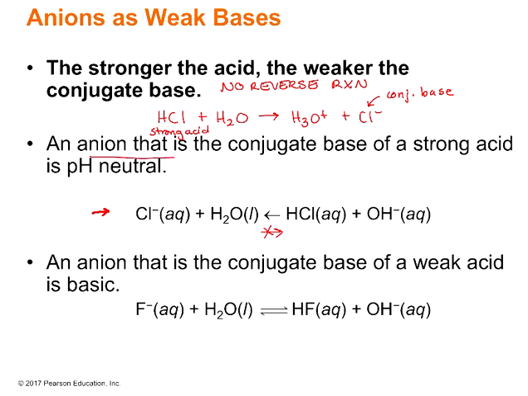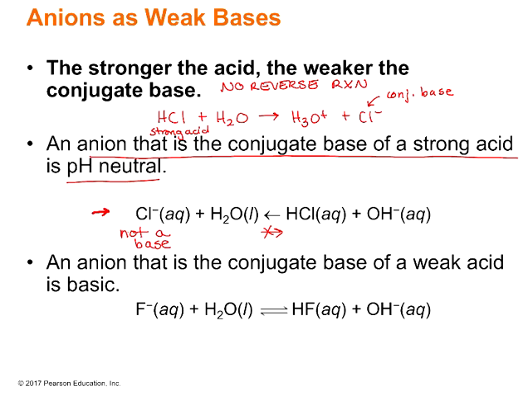So an anion that is the conjugate base of a strong acid is considered pH neutral. This is not a base. But it also isn't an acid either. It doesn't have a hydrogen associated with it, so it can't act as an acid either.